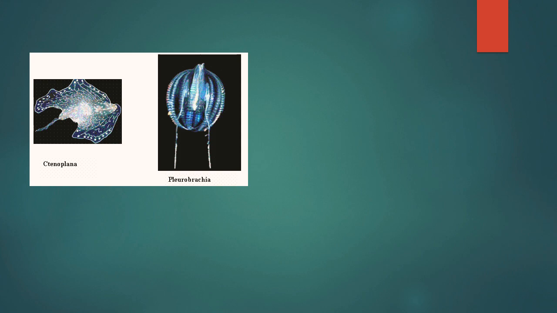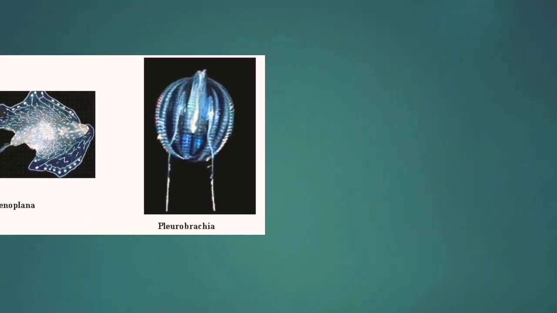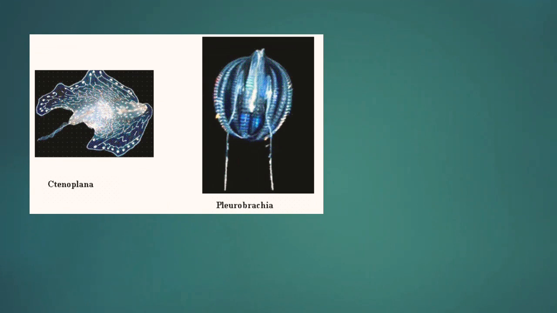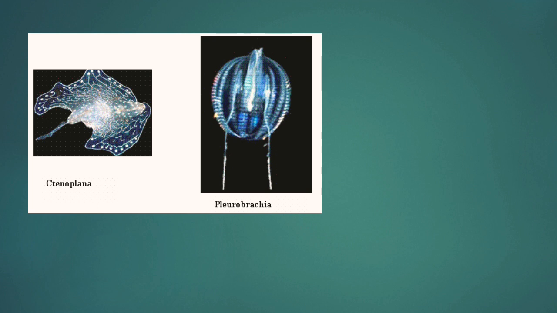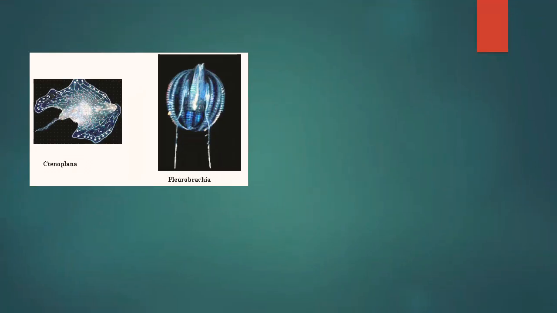Now coming to the next slide, these are some diagrammatic representations of animals, like this is Ctenoplana and Pleurobrachia. You can see the luminescence here also. Actually this is a very important point of the ctenophores, that they have bioluminescence in their body. This is very important, students. Bioluminescence means whenever they are in the dark, their body will emit one light. Just because of the presence of light or a spark in their body, they are known as bioluminescent organisms, or we can say they have bioluminescence.